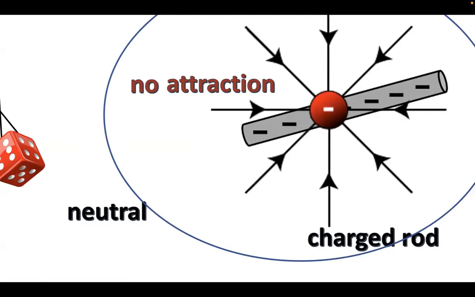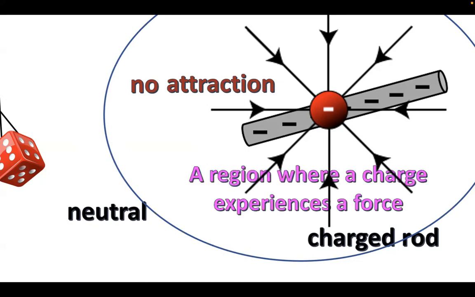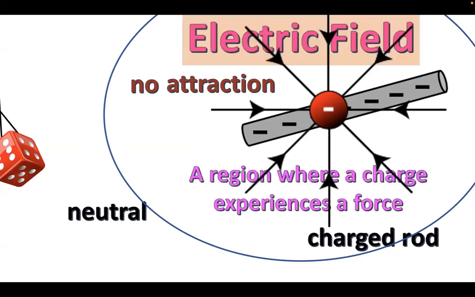So we have negative charges here, and there is an area around these negative charges, which is called the electric field. Not the magnetic field this time. It's called the electric field. It's basically a region where a charge experiences a force. Again, it's the region where a charge experiences a force. What does that mean? Here's the charge. Here's the region around the charge. And which type of force does this charge experience?